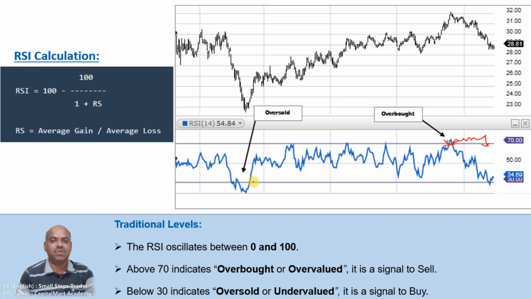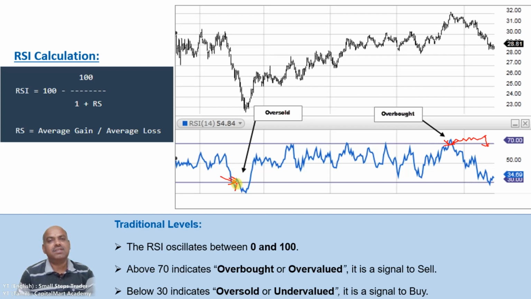Similarly, in the oversold zone. While the momentum indicator, the RSI, enters here, don't buy here, or if you already have a short position, don't exit the position here. Once it breaks the oversold zone, the 30th line, you can exit the short, or you can take the long position here.